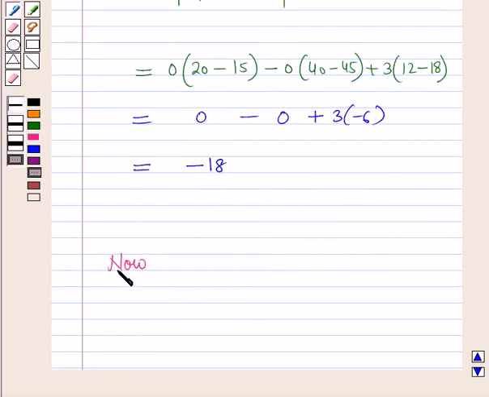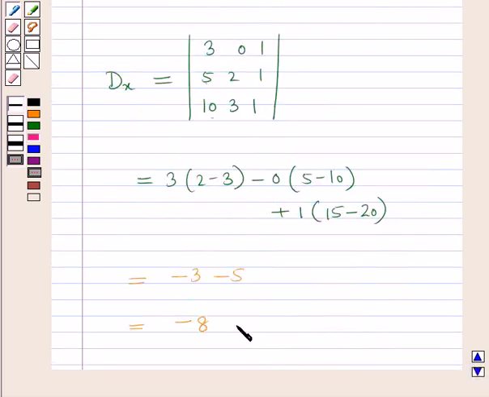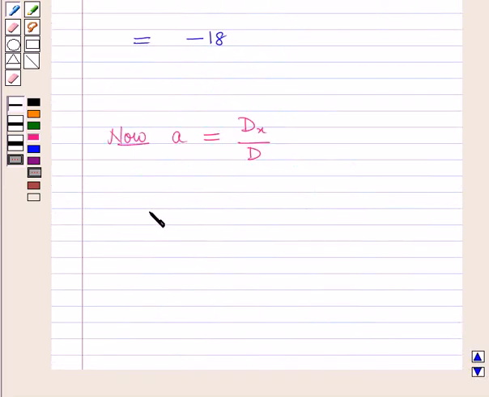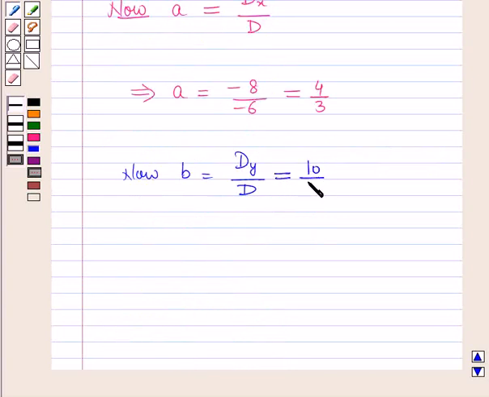Now A will be equal to the determinant Dx over determinant D. Now the determinant D is equal to minus 6, and the determinant Dx is equal to minus 8. So this implies A is equal to minus 8 over minus 6, which is equal to 4 by 3. Now B is equal to determinant Dy over determinant D. Now the determinant Dy is equal to 10. So this is equal to 10 over minus 6. So this implies B is equal to minus 5 by 3.